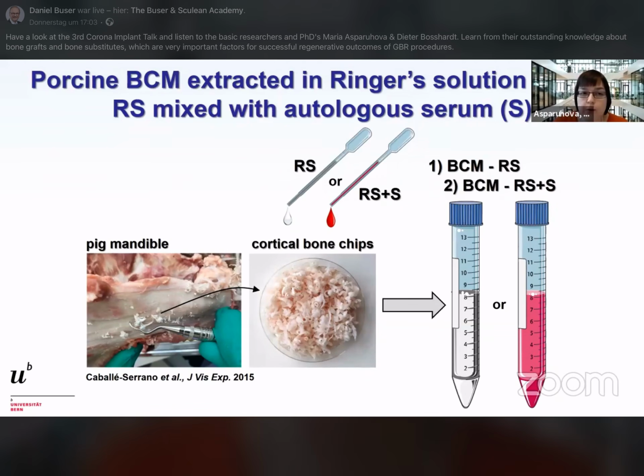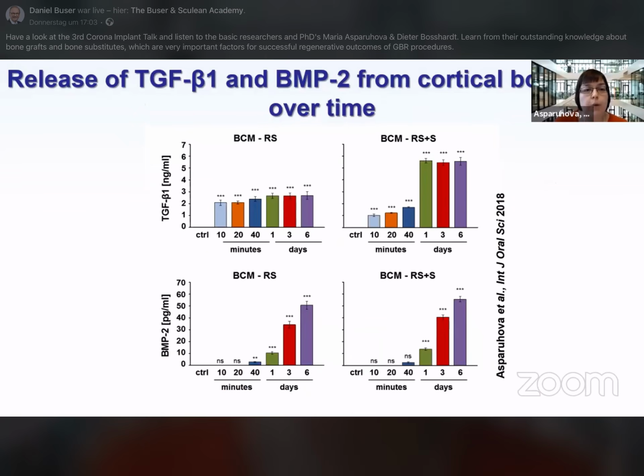For laboratory in vitro research, BCM is prepared from cortical bone chips harvested from the buccal site of fresh pig mandibles using a bone scraper. The BCM is extracted either in physiological solution, in this case Ringer solution, or in a mixture of Ringer solution and autologous serum. And these are the abbreviations of these two types of media that you will hear throughout my talk.